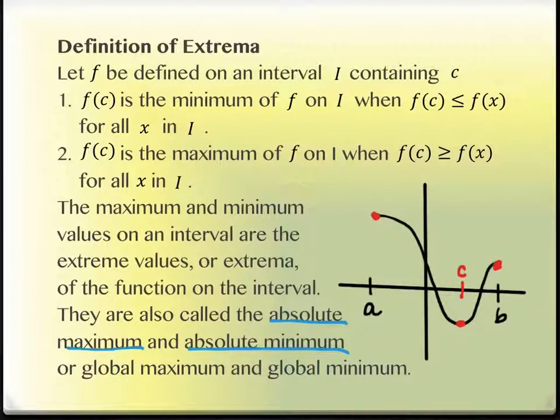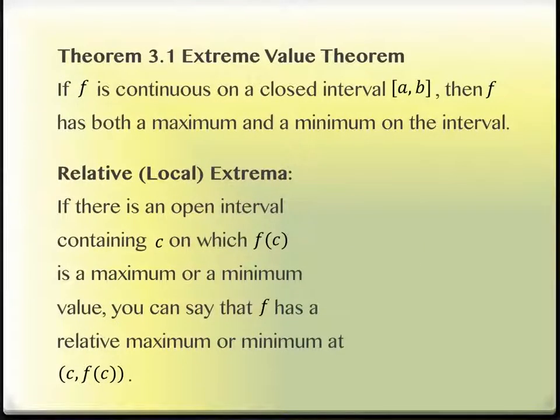Now, if the interval's open, imagine that you had an asymptote, so you couldn't actually reach a specific value, then that falls apart. Because the interval's open, I might have an asymptote or an open circle or something there instead. But if the interval's closed, then the extreme value theorem applies.